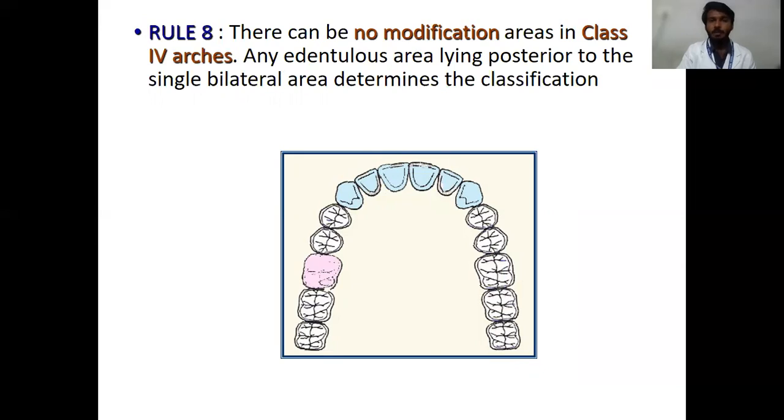Any edentulous area lying posterior to the single bilateral area determines the classification. That is, any edentulous space in the posterior region determines the classification. Hence, no modification areas are present in a class 4 arch.